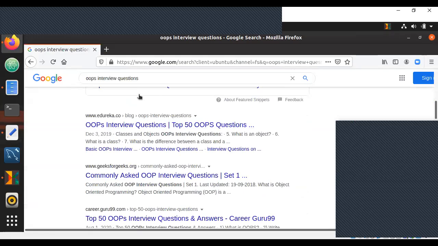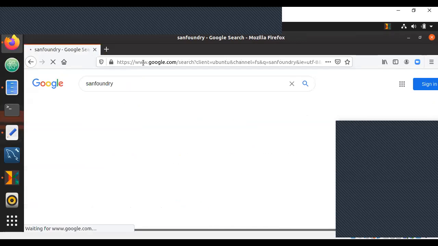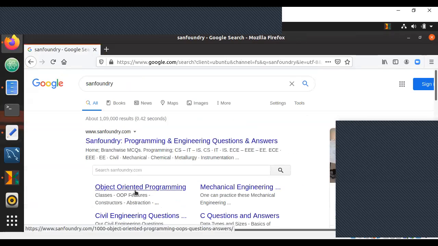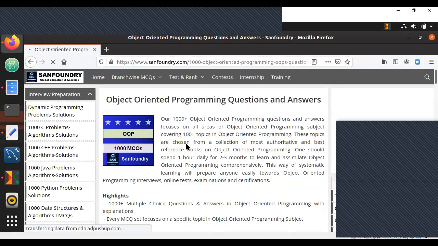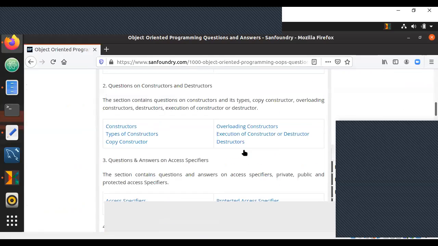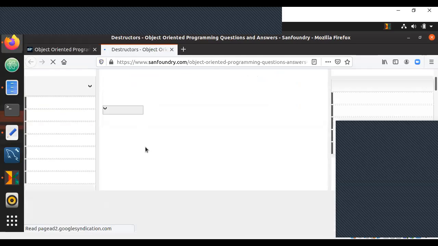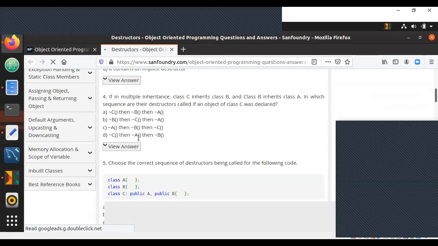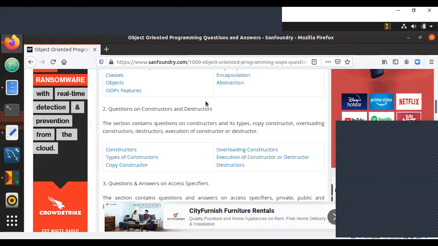But my suggestion would be go through Sand Foundry. In Sand Foundry, you have object-oriented programming as a separate part. Here you have all of these. Of course, some of them are not theory questions. There will be programs as well, but you can get a lot of theory questions here. Whichever topic you think is kind of difficult, you can go through them.